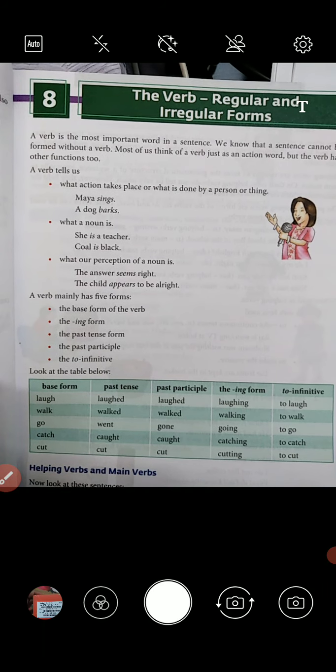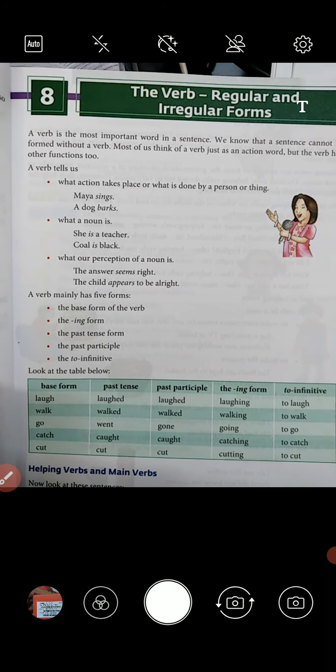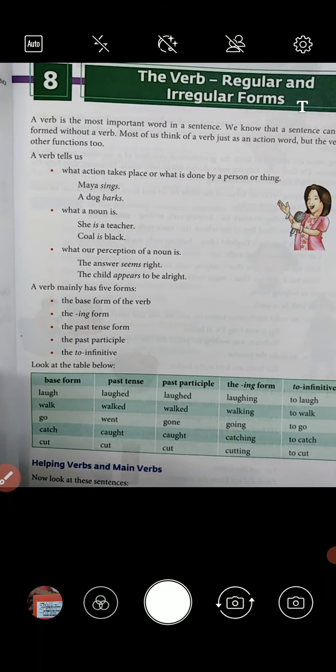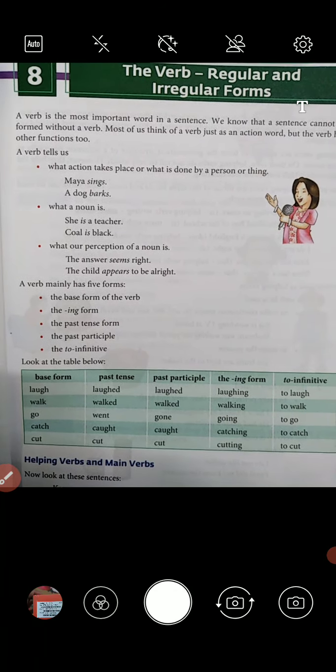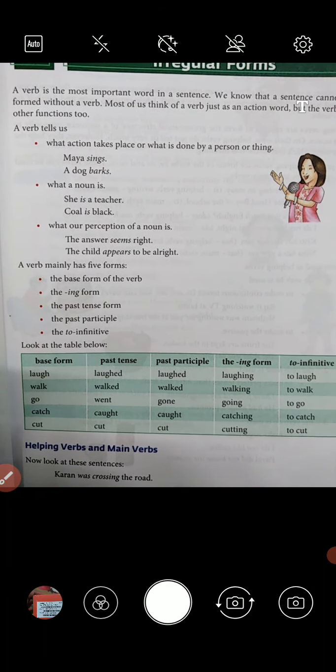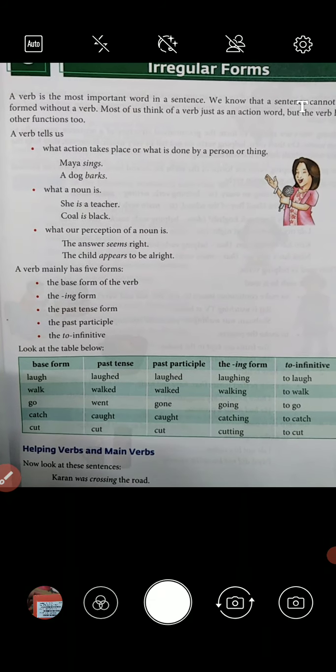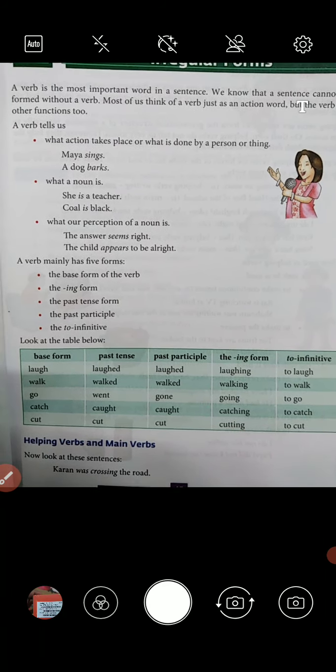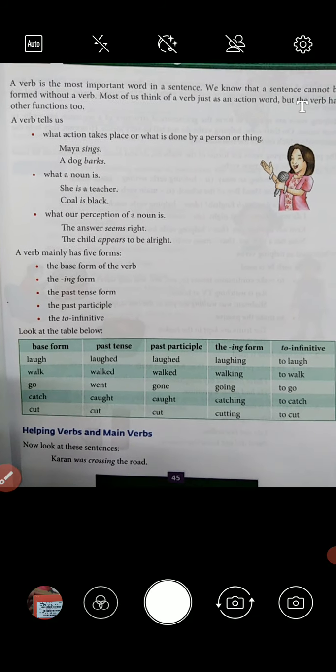Now look into other functions of the verb. The verb mainly has five forms. The base form of the verb, that is the root word. Now when we add ing to the verb, it is another form of the verb. Then of course, as we know, the past tense or past form of the verb, then the past participle form of the verb, and the infinitive, that is the to-infinitive form of the verb.